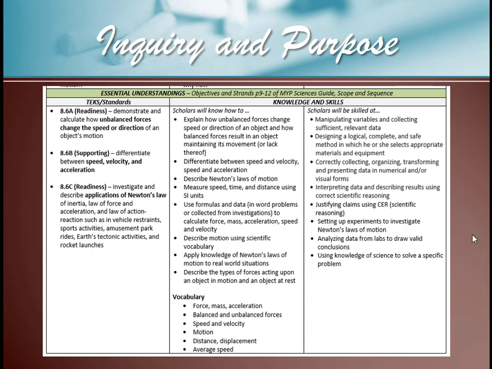Unlike the standards for the chemistry unit, where all 5 standards are readiness standards and will be tested on the STAR test, on the physics unit there are only 3 standards, and one of them is a supporting standard. So if you find yourself getting crunched for time, there is a supporting standard which deals with speed, velocity, and acceleration that you can condense into maybe 1 or 2 days to give yourself more time to explore balanced and unbalanced forces or the applications of Newton's laws. This is an excellent unit to allow scholars to explore and gather data and then manipulate that data using mathematical equations.